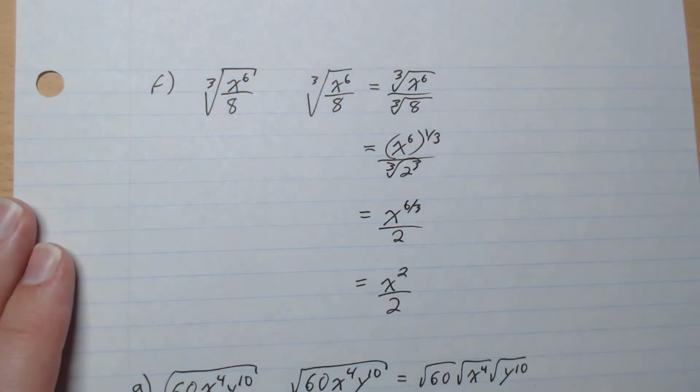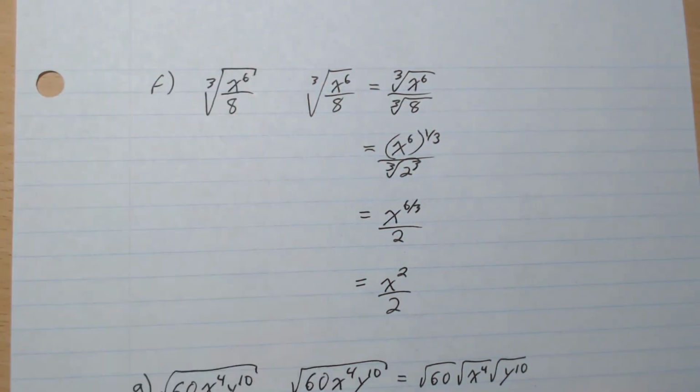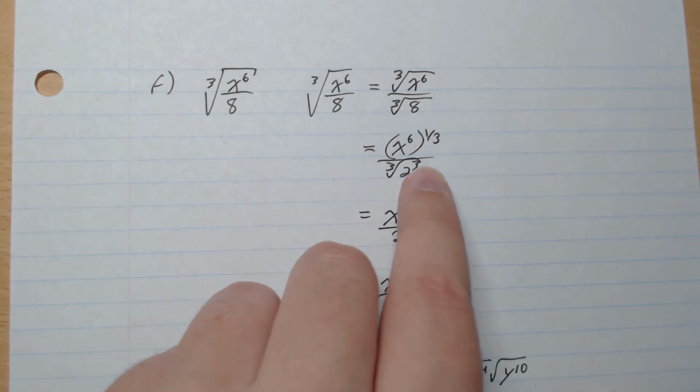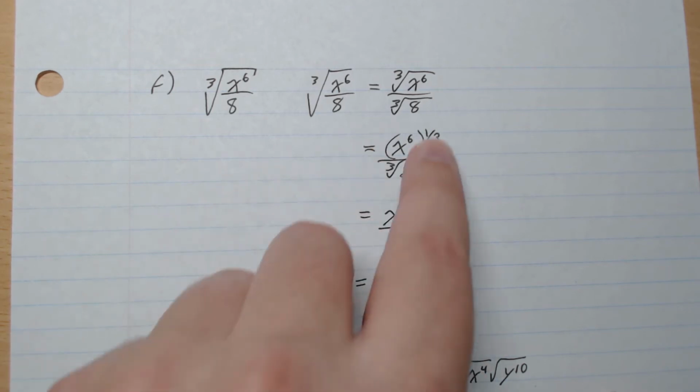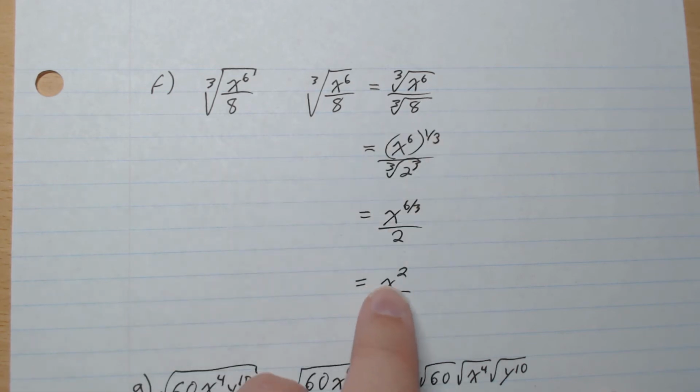Okay, F, cube root of x to the 6 over 8. Distribute the cube root like that. X to the 6 to the 1 over 3, cube root of 2 to the 3. This cancels to be 2. X to the 6 over 3, right? We multiply that, and so that gives x squared over 2.